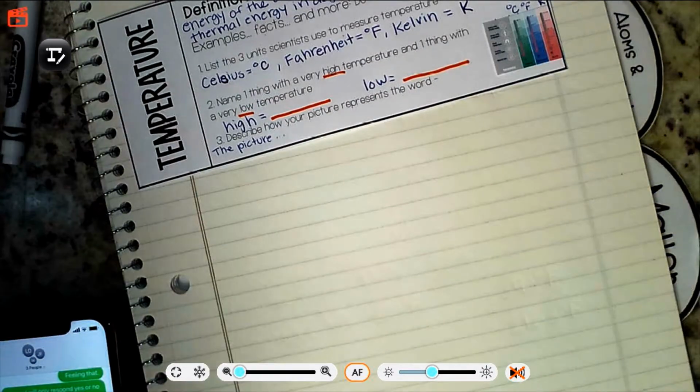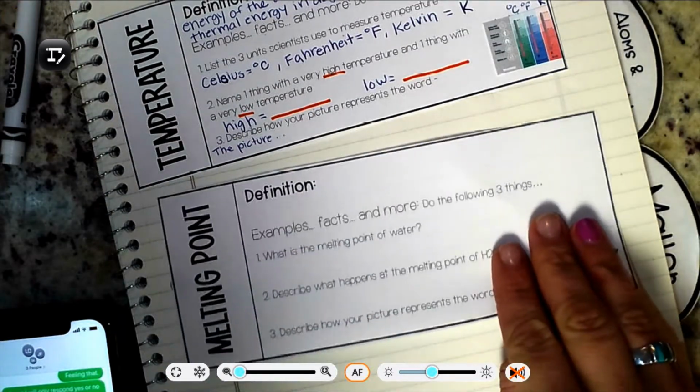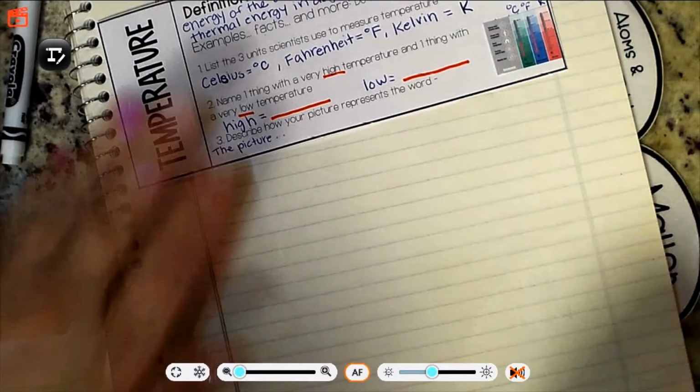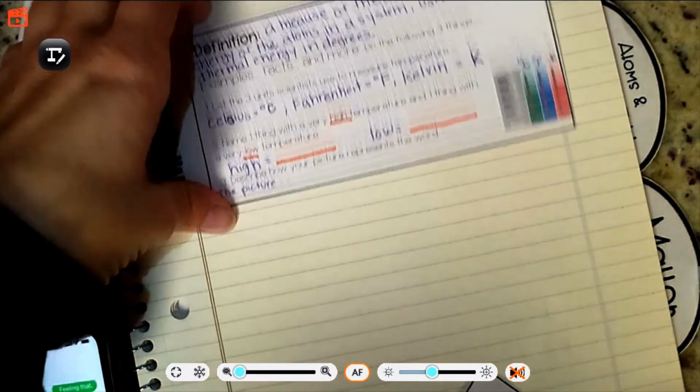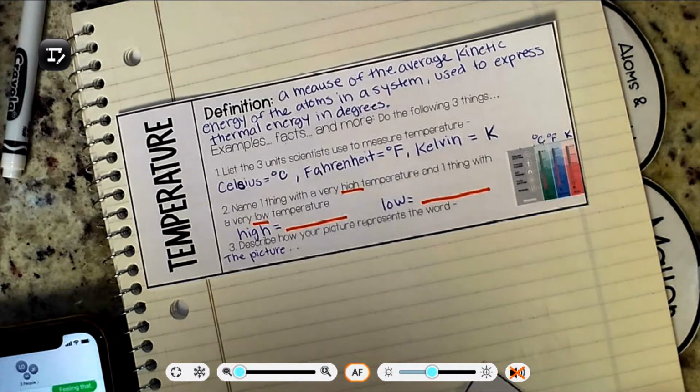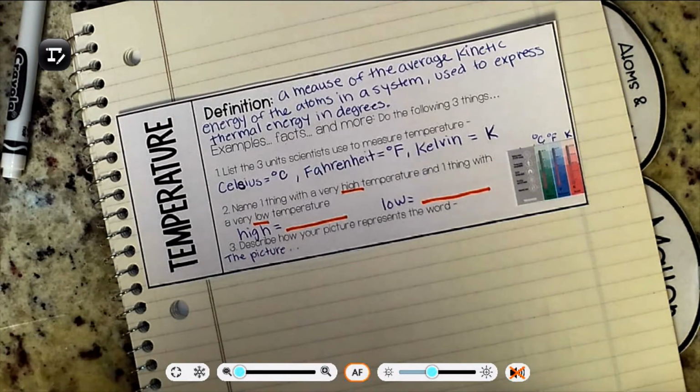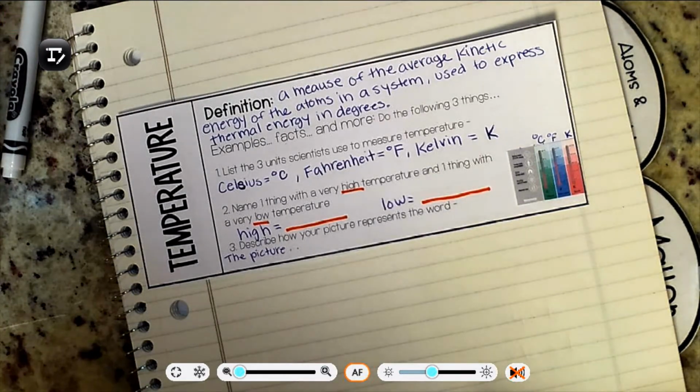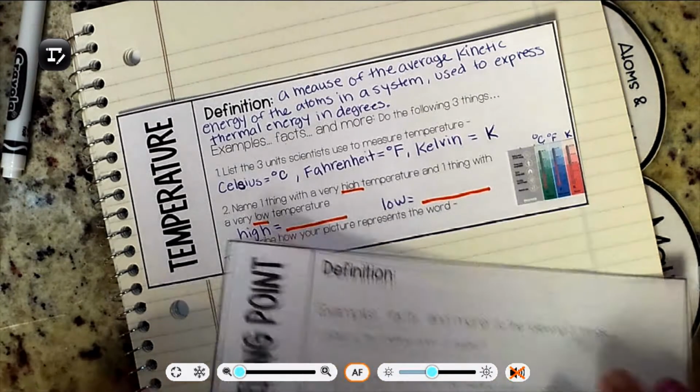The next word we're going to look at is melting point. So once you've gotten this one finished, I'm going to pause it right here. Make sure that's all done. My alarm's going off. It's telling me I need to be done with that word. Then we'll move on to melting point.